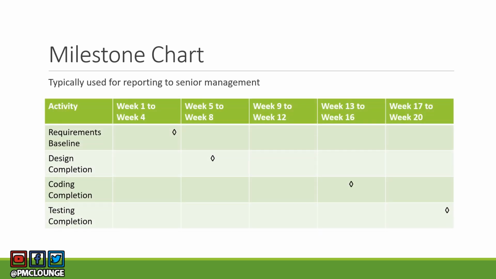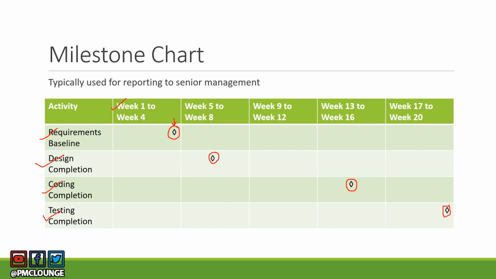Now this is how a milestone chart looks. These are the symbols for milestones. You have week 1 to week 4. Somewhere around week 4 is where the requirements baseline will be complete. Then you've got design completion, somewhere around week 6. Then you've got coding, somewhere around week 14 ending or week 15 start, is where you can expect the coding to be complete. And then of course there's testing completion around week 20, or the beginning or ending of week 19.